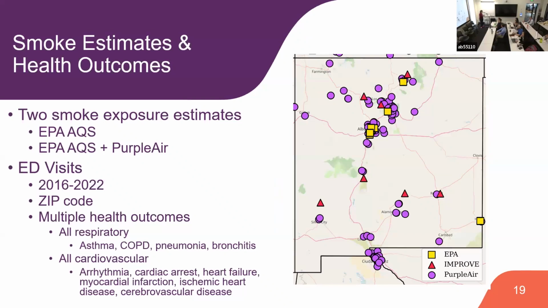So I'll talk primarily about the Colorado work since Olivia was here earlier this spring. We looked at PM2.5 attributable to wildfire smoke estimates, and then also looked at health outcomes. The two main exposure estimates were satellite data with the EPA air monitors that are in the yellow block. So you can see not a lot of them and in those five counties. And then also adding in the purple air monitors, which did add in quite a bit. There were about 70 purple air monitors scattered around the state. And then we looked at emergency department visits from 2016 to 2022 at the zip code level, and looked at multiple health outcomes, including respiratory as well as cardiovascular outcomes.